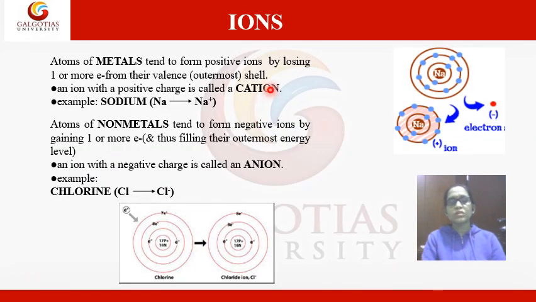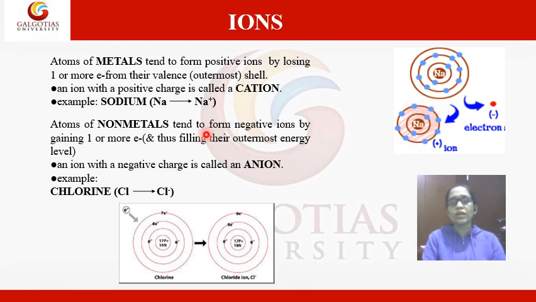Let us discuss what is ionic radius. First of all, how is an ion formed? Metals tend to form positive ions by losing one or more valence electrons. Here you see this is sodium, which has the configuration 2, 8, 1. So in the valence shell it contains 1 electron. When sodium loses this 1 electron, it converts into a sodium plus ion. So this is a cation. All metals form positive ions or cations.